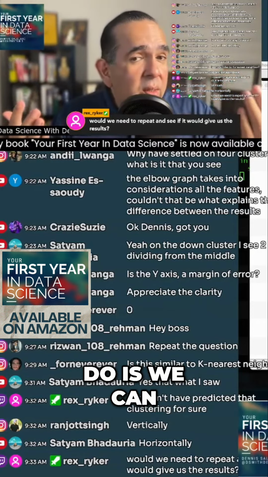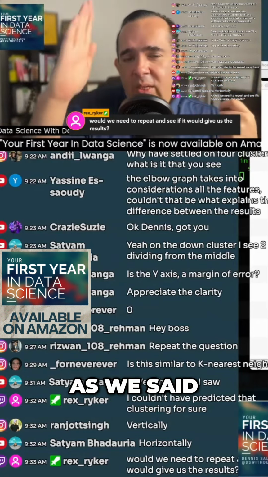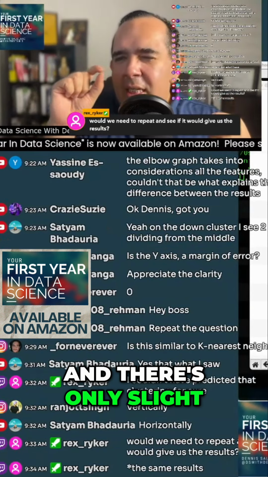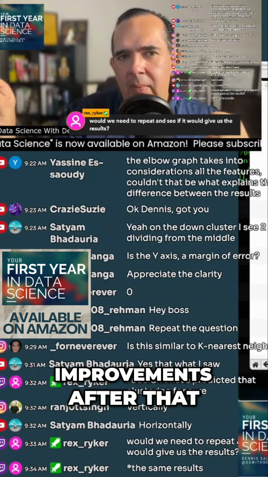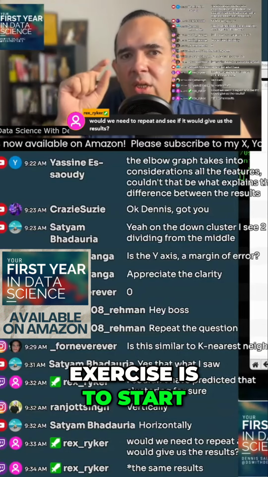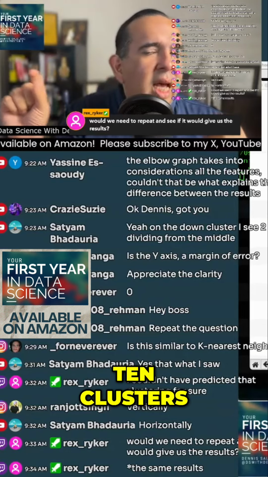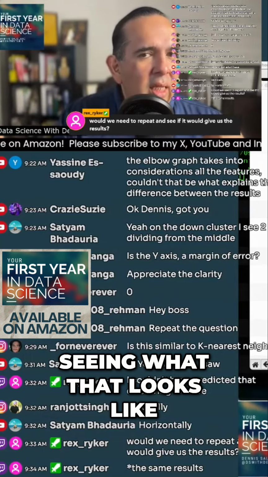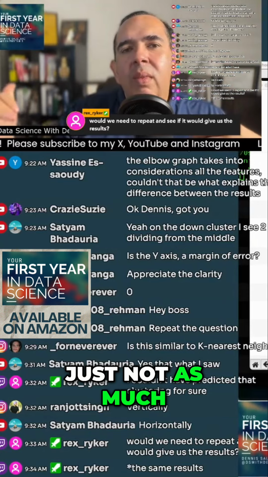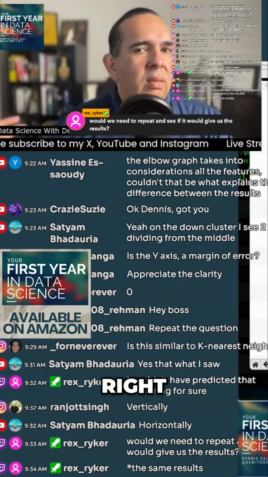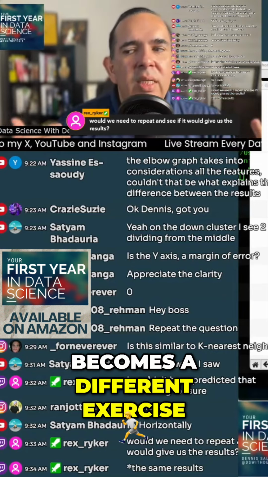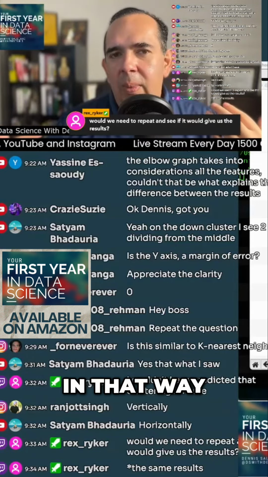Now, as we said, we know that at 4 is where you start getting the best results, and there are only slight improvements after that, right? So the more interesting exercise is to start trying 8 clusters, 10 clusters, and seeing what that looks like. Because in theory, that does get more accurate, just not as much as going to 3 or 4 clusters, right? So we could try it, but it becomes a different exercise in that way, right?